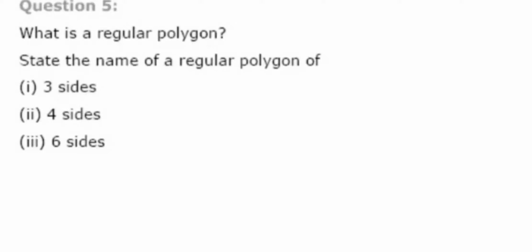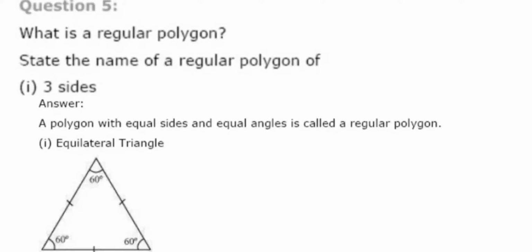Next is, what is a regular polygon? State the name of regular polygons with 3 sides, 4 sides and 6 sides. We already know regular polygon. If a polygon is equilateral and equiangular, that is, it has equal sides and equal angles, then it is called a regular polygon. So if it has 3 sides, then it is called an equilateral triangle, because all sides are the same and each angle is 60 degrees. So an equilateral triangle is a regular polygon.